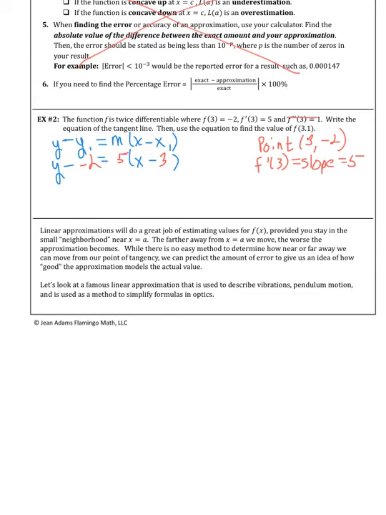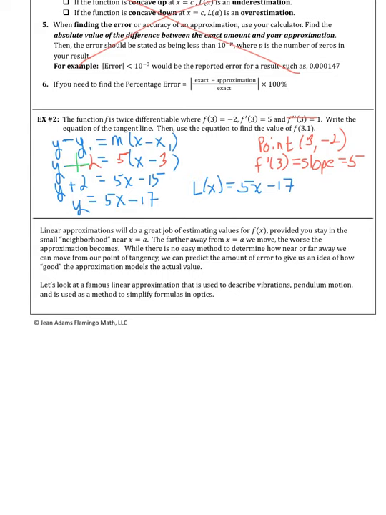And so I'm going to take care of any double negatives, so this double negative becomes one big plus. And then I'm going to distribute the 5. So I got y plus 2 is equal to 5x minus 15, and then subtract 2 from both sides. I get y equals 5x minus 17. And then that means that L of x is equal to 5x minus 17. So that is the equation of our tangent line.